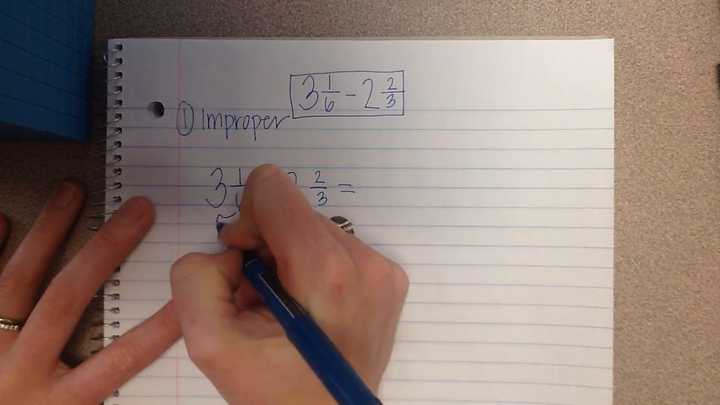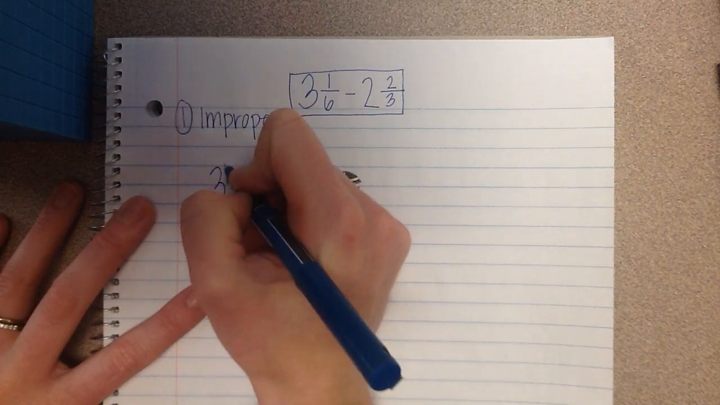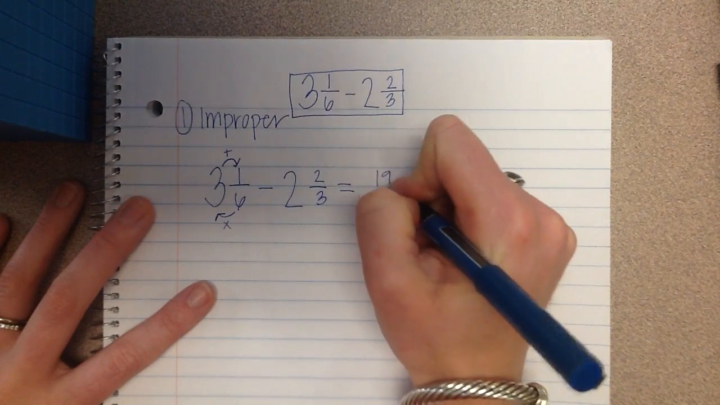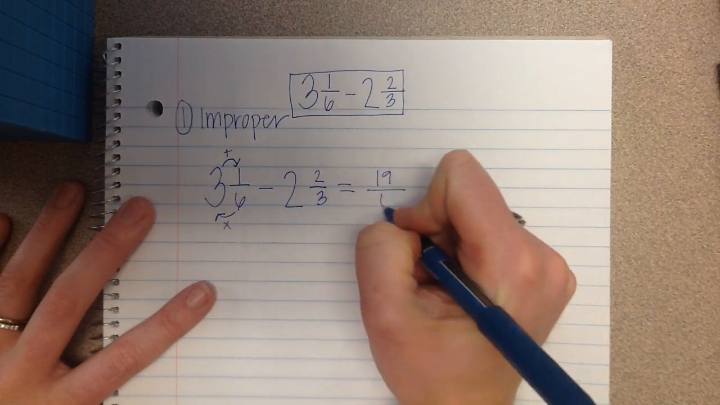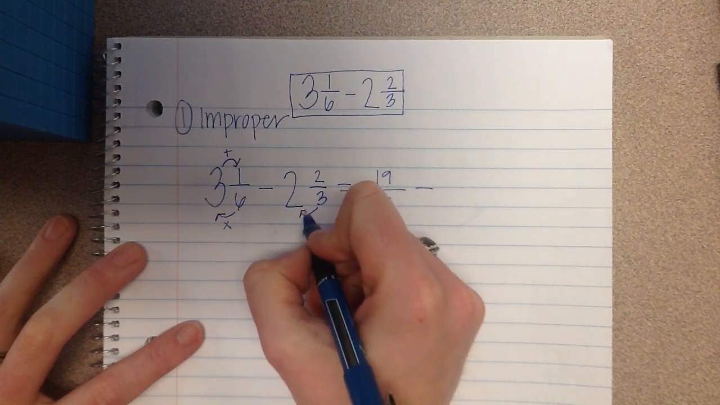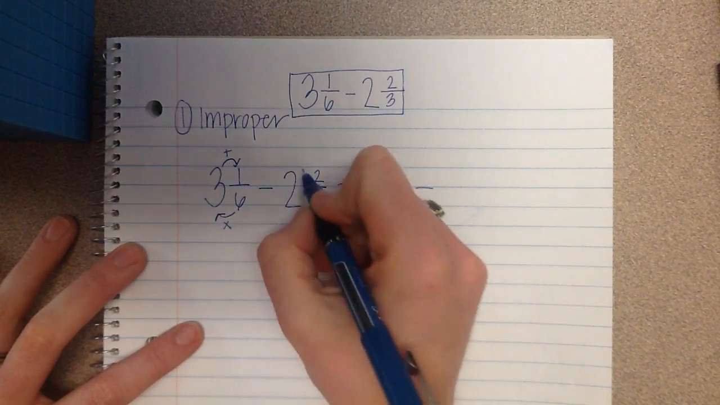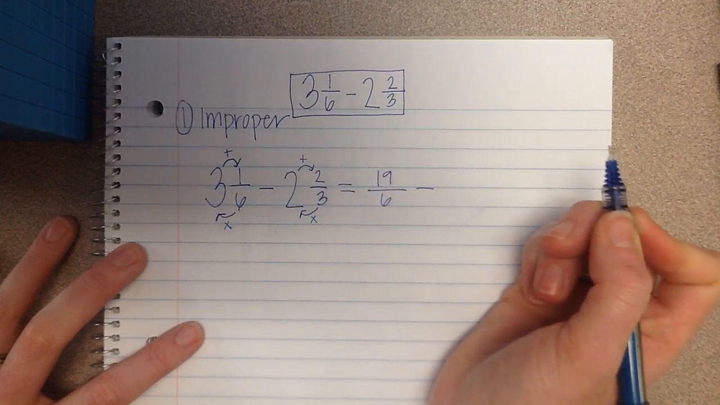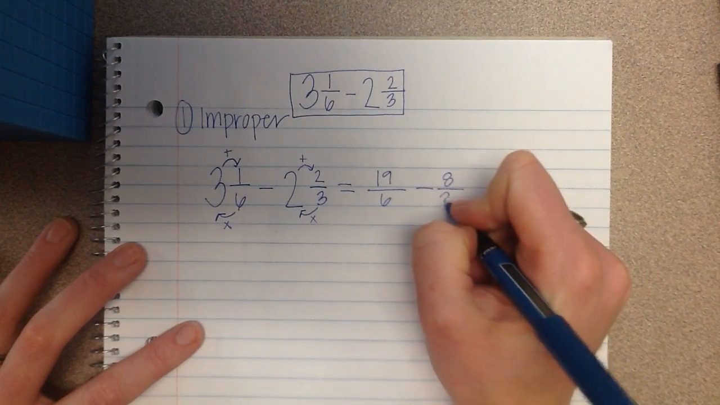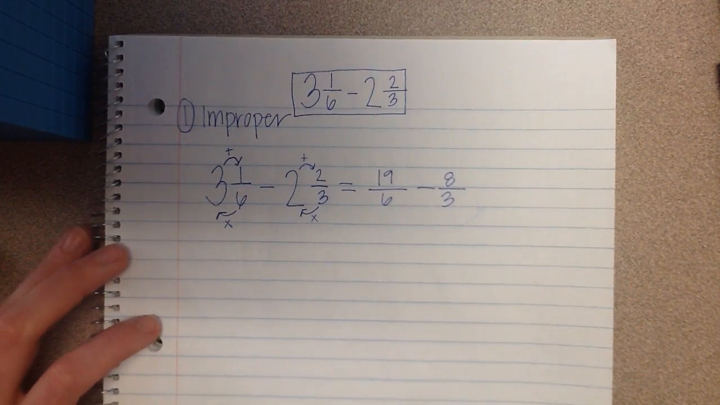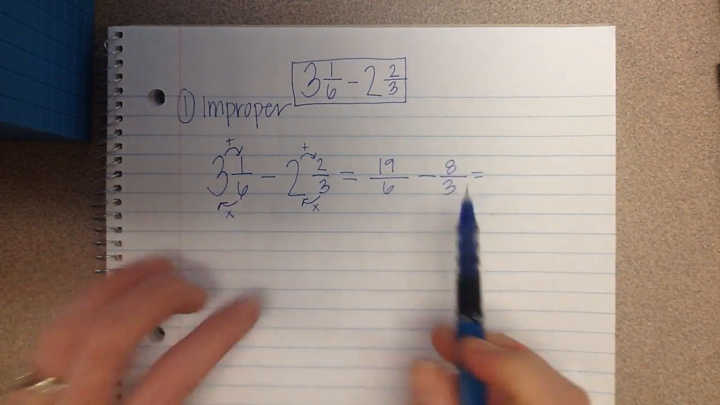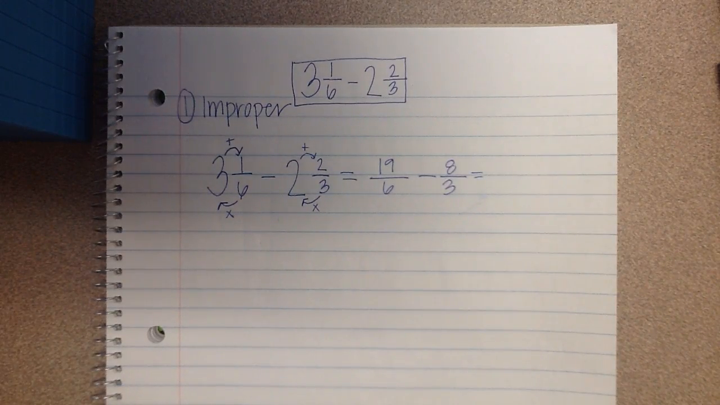What I'm going to do is 6 times 3 equals 18 plus 1 equals 19. 19 over 6, the denominator does not change, minus, okay, 3 times 2 equals 6 plus 2 equals 8. So now I have 19/6 minus 8/3. Now that I have it in this form, now I can do my 3 steps.